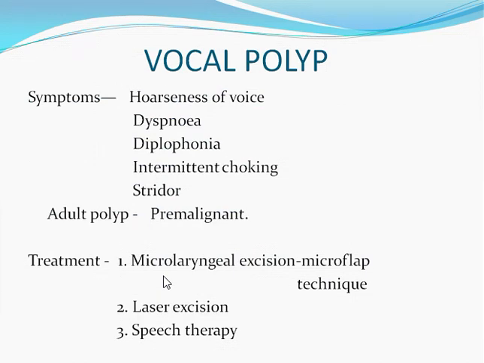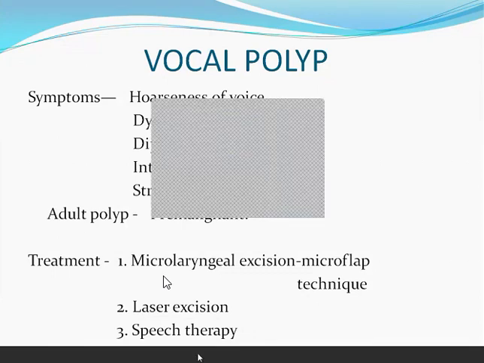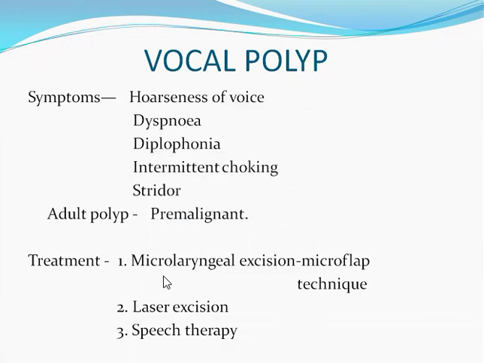These vocal polyps have symptoms of hoarseness of voice and dyspnea. Sometimes if the polyp is big, it may cause dyspnea and diplophonia. That means, as if two speakers are speaking, a bifid voice; they may get diplophonia. Sometimes the patient suddenly complains of intermittent choking. Sometimes a polyp, when it is big and pedunculated, may lead to stridor, very rarely. The adult polyp, which we see at 30 to 50 years of age, is one of the pre-malignant conditions. You should always be careful.